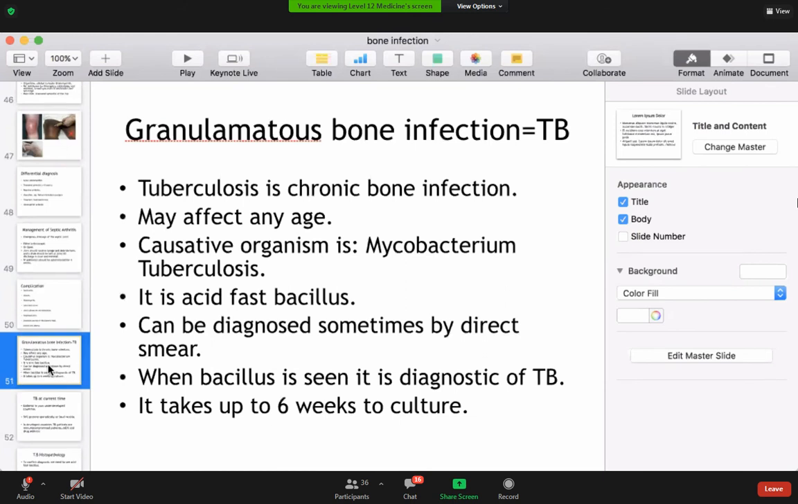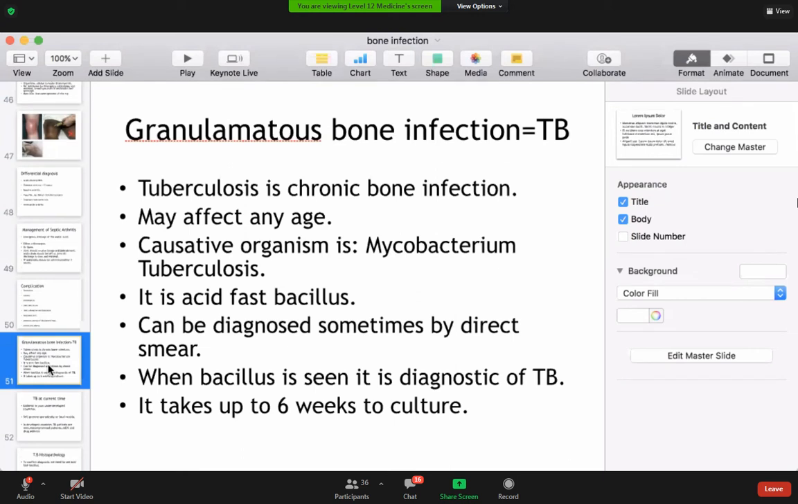Okay, so now we're going to talk about bone TB. It's a chronic bone infection, may affect any age. The causative organism is Mycobacterium tuberculosis.